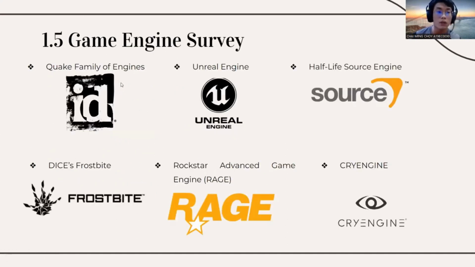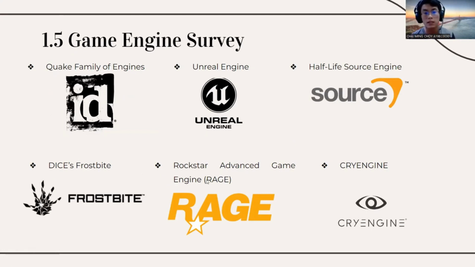We have first the Quake family of engines which created Medal of Honor. Next will be the Unreal Engine, which has a rich and extensive feature set. Next will be the Half-Life Source engine, which created the Half-Life game and also Portal. Next will be the DICE Frostbite game engine, which created Battlefield.